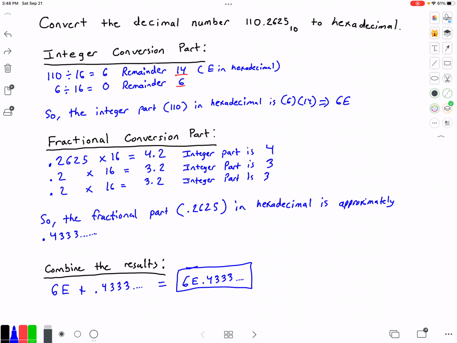So 110.2625 base 10 converted to hexadecimal is 6E.4333 repeating forever. All right.